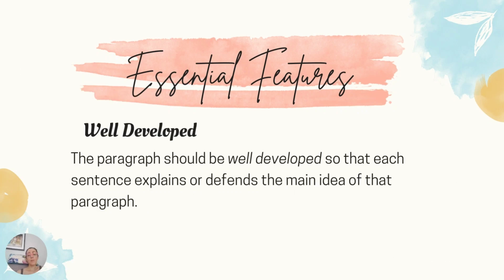The next thing which we need to make sure is that the paragraph is well developed. And this basically means that each sentence needs to explain or defend the main idea of that paragraph. And that's why earlier I said that each sentence needs to contribute something of value. And that lends itself to being well developed. So each sentence, basically, when you're presenting the information, you need to present information that can convince your reader that the main point which you're presenting is accurate or reasonable enough. And also highlighting to the reader why the information which you're providing is important.